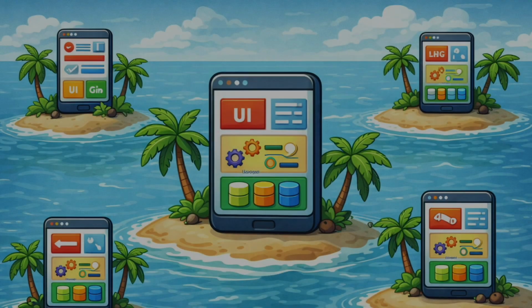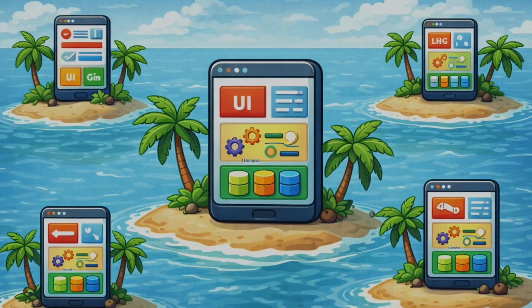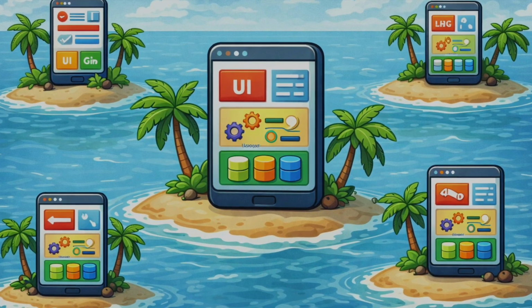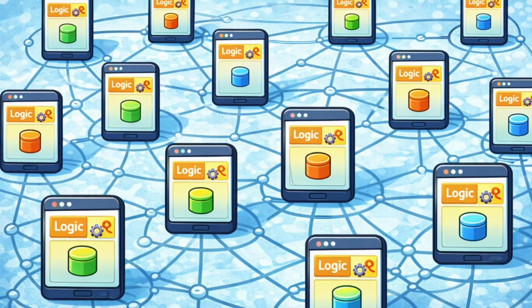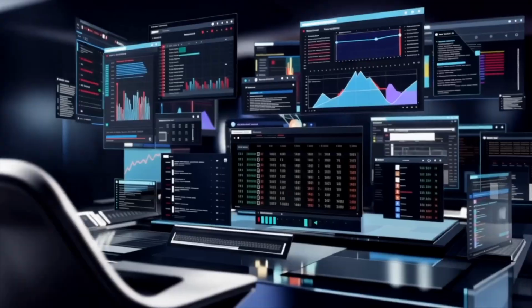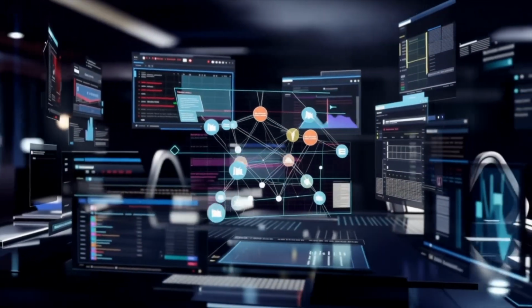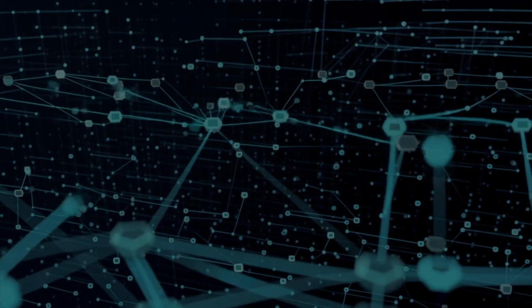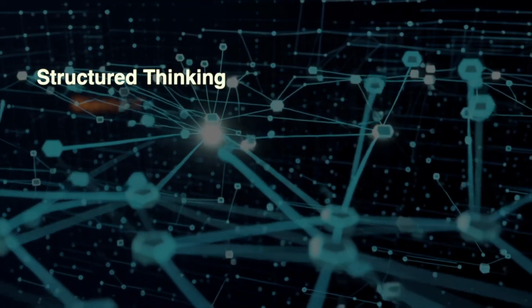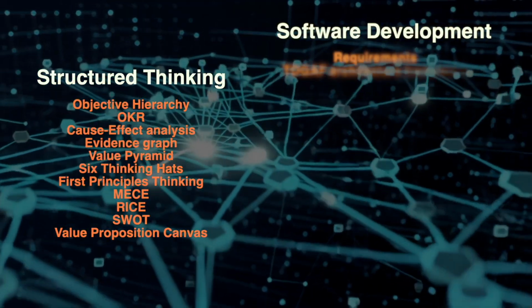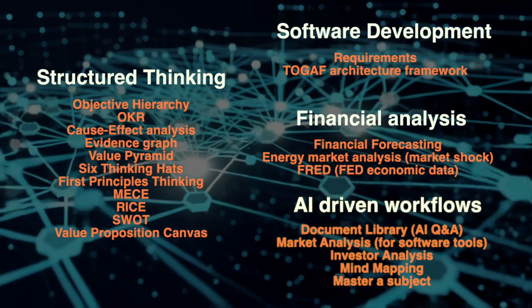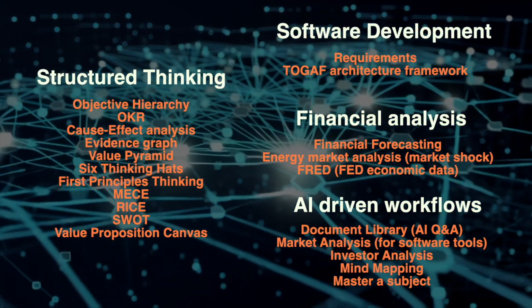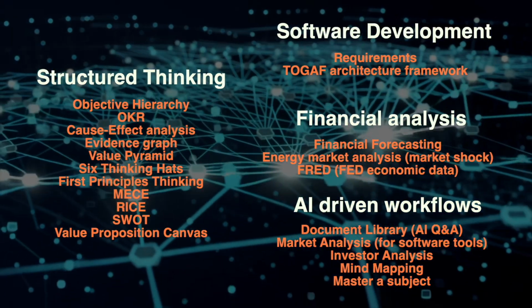Instead of installing multiple applications, each with its own data, UI, and integration overhead, you compose capabilities using agents. You define the data once, you define the logic once, and everything stays aligned automatically. Nodlin ships with a number of open-sourced examples to model structured thinking, software development, financial analysis, and AI-driven workflows. These can be used as is, tailored to meet your specific requirements, or you can develop your own.